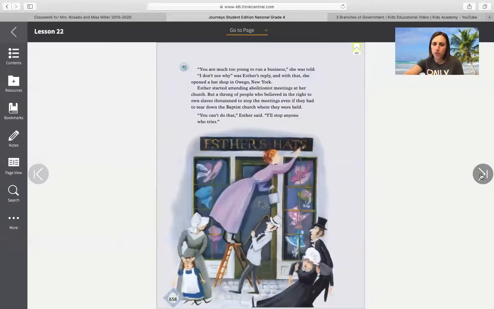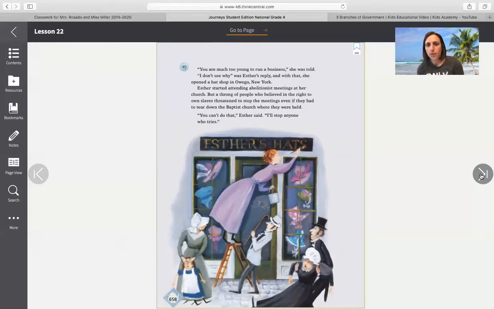You are much too young to run a business, she was told. I don't see why, was Esther's reply, and with that she opened a hat shop in Owego, New York. Esther started attending abolitionist meetings at her church, but a throng of people who believed in the right to own slaves threatened to stop the meetings, even if they had to tear down the Baptist church where they were held. You can't do that, Esther said. I'll stop anyone who tries.